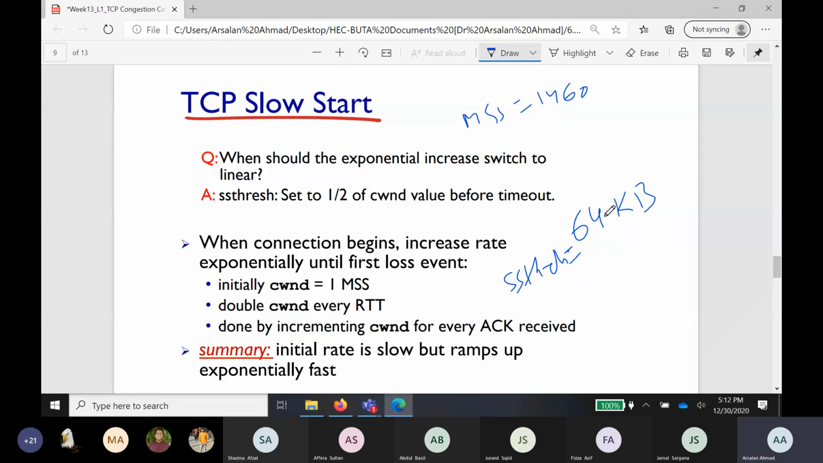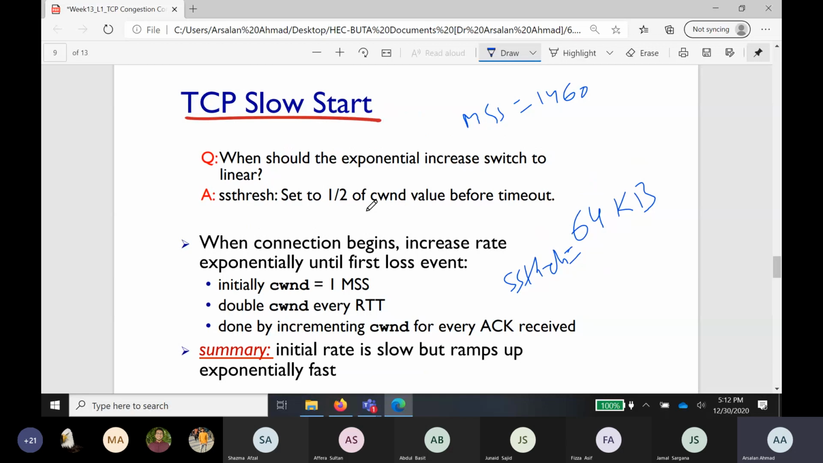In fact, I'm wrong. It should not be 64,000. It's something more than that. In terms of bytes, it's about 65,000, because 1 kilobyte is not 1000 bytes, it's 1024. So whatever the value is, until that value we will keep going with the slow start, the TCP slow start phase, and then after that we will move to the congestion avoidance phase.